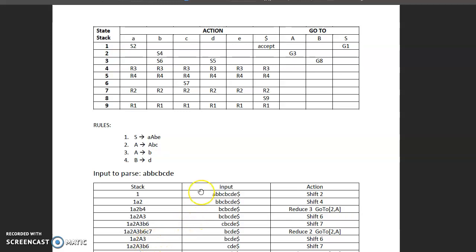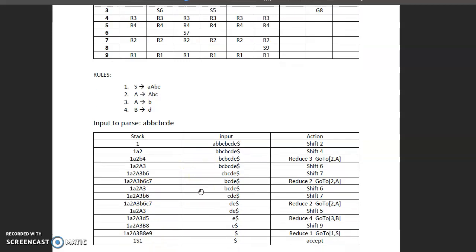You keep on repeating this process, and as you repeat it, you're eventually going to get down to the token that says accept. That's basically how you do this left-to-right parsing.